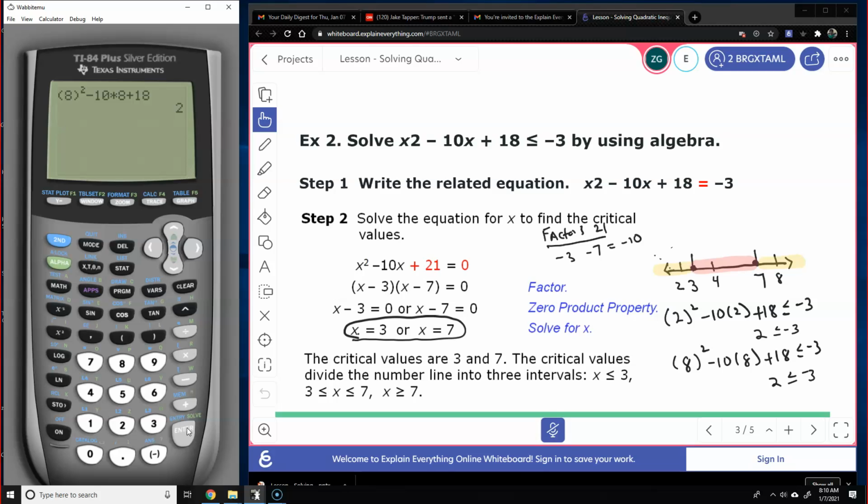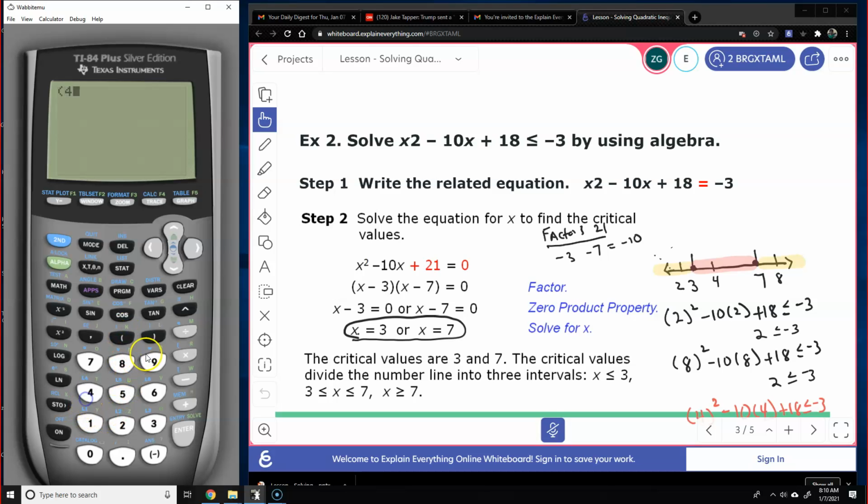And how do we check 4? You're going to substitute into the original inequality. So you have 4 squared minus 10 times 4 plus 18, and we're going to check if that's less than or equal to negative 3. And you notice I'm running out of room there. So what do we have?